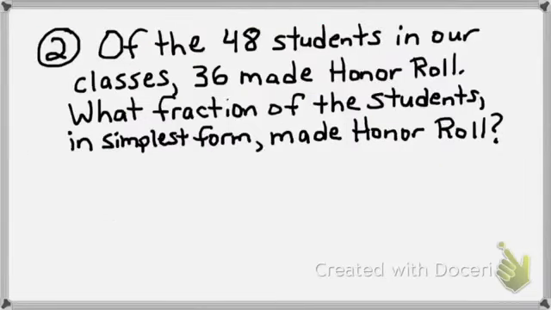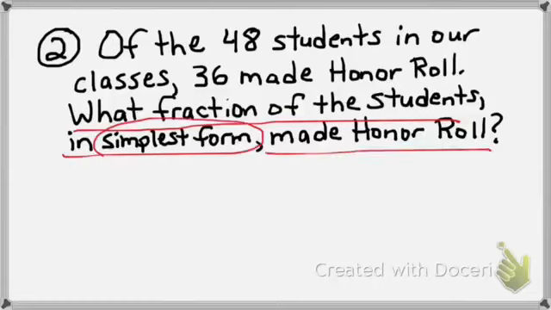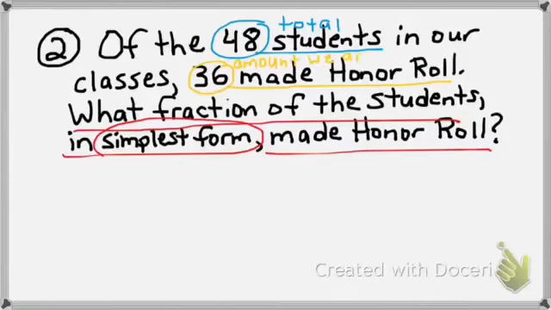Question number 2 says, of the 48 students in our classes, 36 made honor roll. What fraction of the students in simplest form made honor roll? So what is this asking me? It asks what fraction of the students in simplest form made honor roll. What do I know? I know that we have 48 students in the classes, so that's the total number of students. I know that 36 of them made the honor roll. So 36 is the amount of students that we're talking about. So if I want to put this into a fraction, I would make the fraction 36/48.